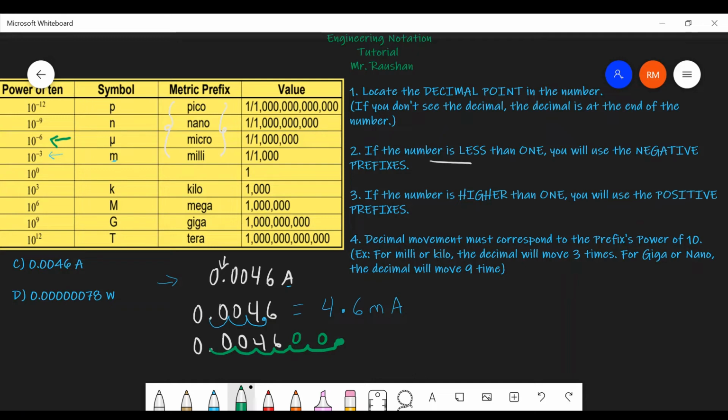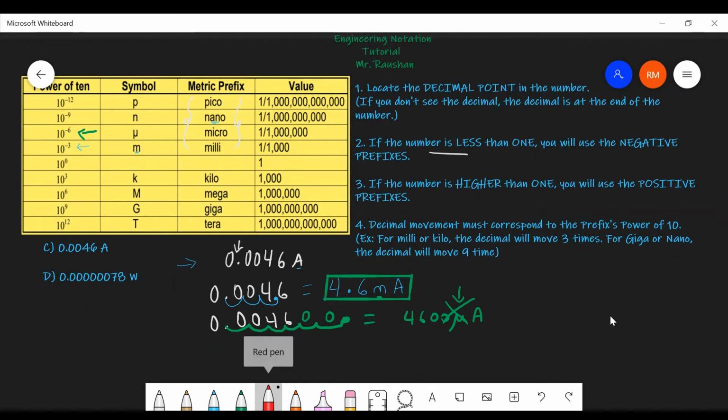So what's my answer? Let's see what it looks like. My answer is going to be 4600 microamps. Look at the symbol for micro. This is a weird symbol, the Greek symbol mu.